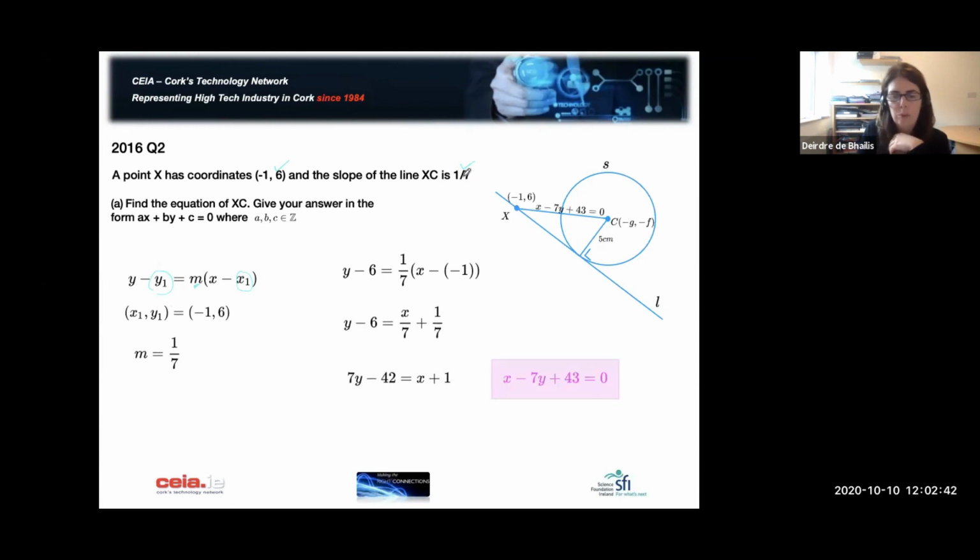to, again, very important there, that we don't give it in the form y equals mx plus c or any other format, that we give it in the format that we were asked to. So we rearrange by bringing everything over to the left-hand side, and that gives us x minus 7y plus 43 is equal to 0. So now we know what the equation of this line is. And that's part A sorted.